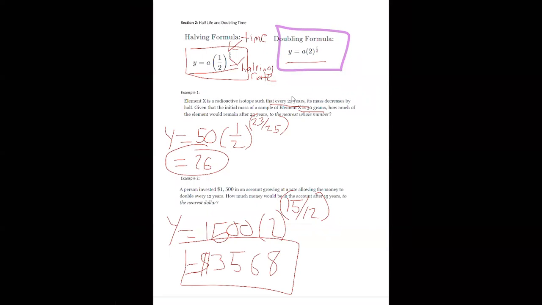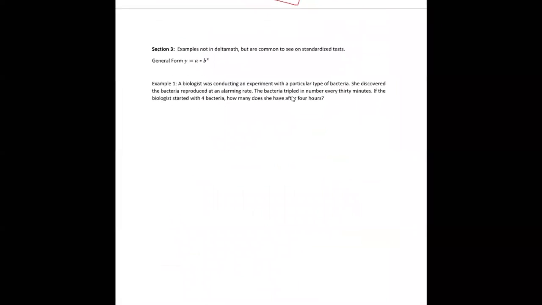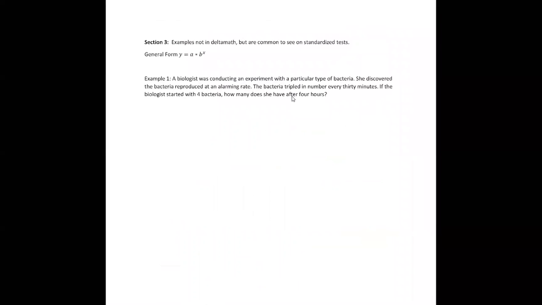Okay. And then honestly, section 1 and section 2 in these notes are the 2 sections you're going to see in your Delta Math. But I did just want to show you, I couldn't find any problems like these in Delta Math, but you could easily see a problem like this. For example, maybe what you're looking at is tripling or quadrupling or something like that.